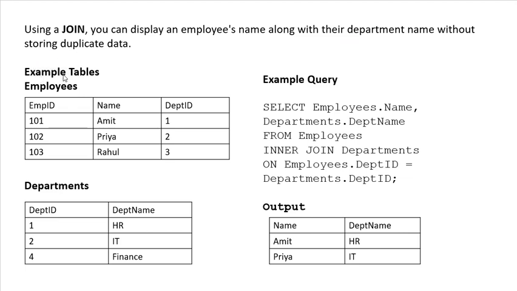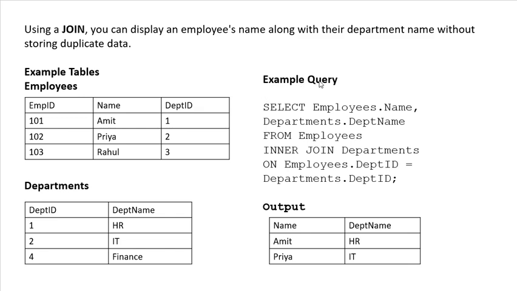In the example, the first table is the employees table, which has the employee ID, name and department ID columns, and the other table is the departments table, with department ID and department name. Both tables have one column in common, the department ID.